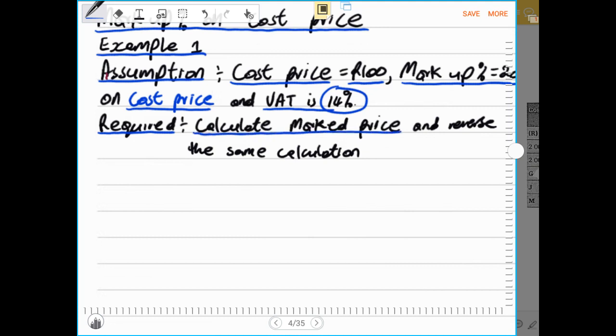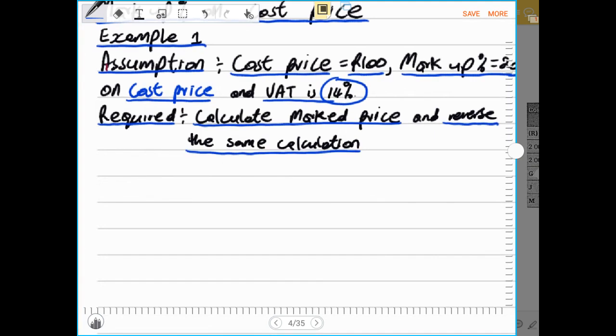Remember, the markup price is the price after the markup percentage was added on the cost price, and also after VAT was added on the selling price of the product. Then I will do the reversal, calculating the cost price backwards after we have already calculated the markup percentage and VAT and added the two.